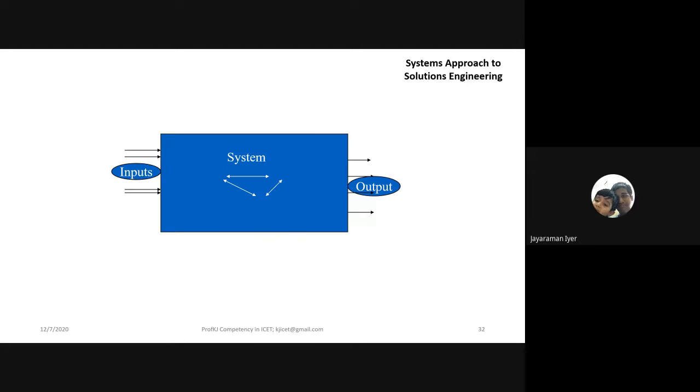Okay. Now, systems approach to solution engineering. This is what I learned in 1964, 65. I continue to use this. Okay. And so I have a system. Who is defining the boundary? I am the person who is dealing in the boundary. Once a system is there, it has some inputs and it will deliver some output. Okay. That's all it is.